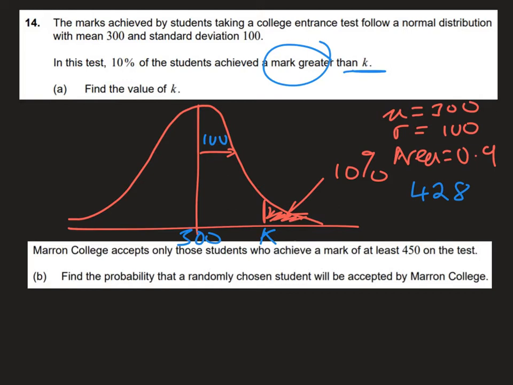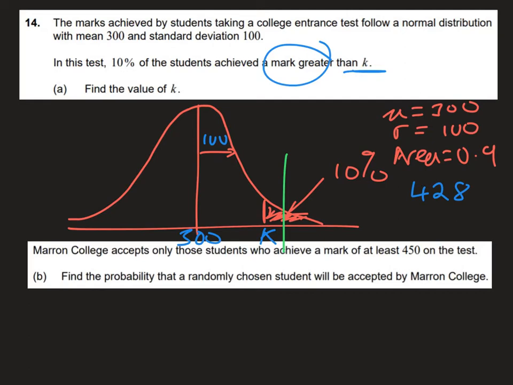In part B, we're told the college is a little bit more fastidious than that in terms of the students that it accepts, and actually requires at least 450 points. So we've got somewhere to the right of there, up here. And we're asked to find the probability that a randomly chosen student will be accepted by Maron College.